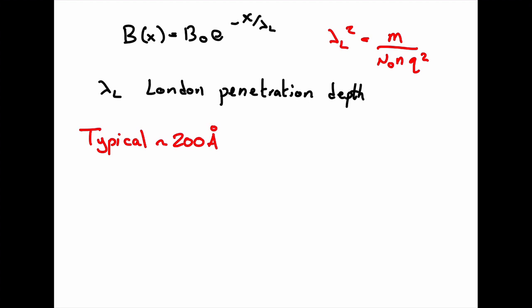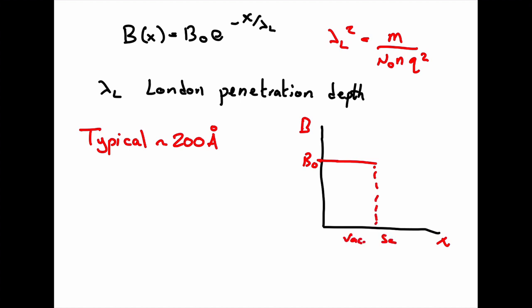If we could estimate, for example, the number of Cooper pairs in the material, it should be equal to about half the electron density, half the number of valence electrons, and we can put numbers in for the other things, and that would enable us to estimate what this distance is. So if I try to draw a little graph, this is B, and this is distance into the superconductor. Initially we've got B0 in the vacuum, and then in the superconductor we're going to see an exponential decay.